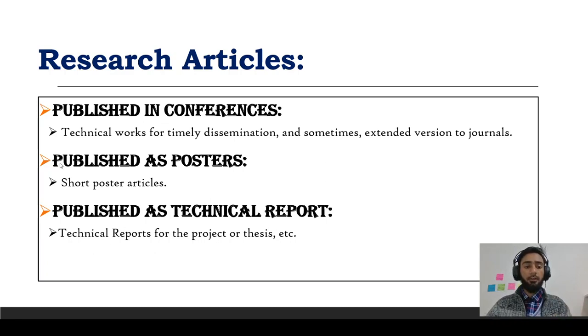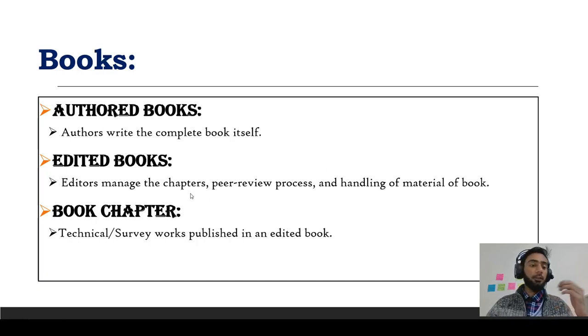Then there are some works that are published as posters. There are short posters being presented in the conferences or some other venues. Then there are technical reports. These are normally written for the projects or thesis. The third category is the books. Books can be categorized into three different subcategories.